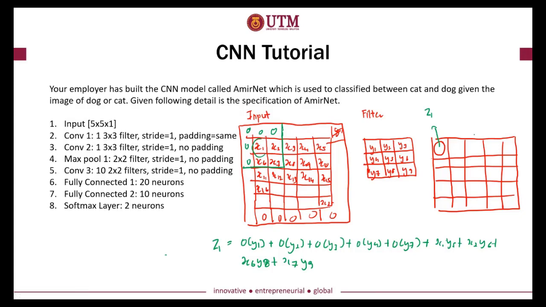So once you get z1, and then you slide the window, slide the filter, then you get z2, and then you get z3 up until z25. So that's how you compute. If the question asks about how to find the output feature maps after executing layer number 2, just remember that again, this is just a convolution. Okay, we can consider this one as our net.